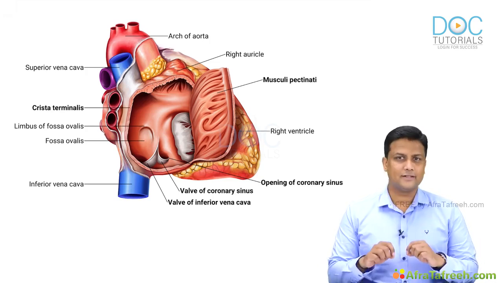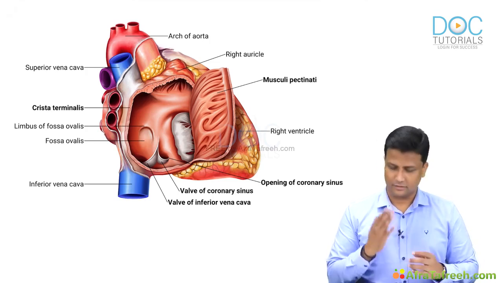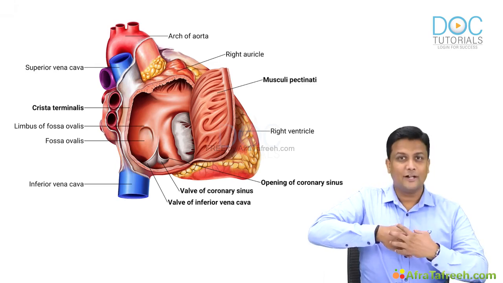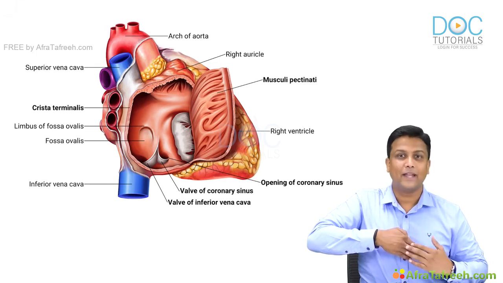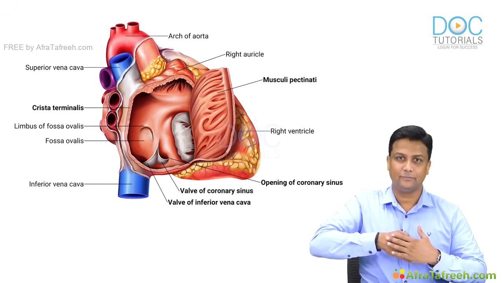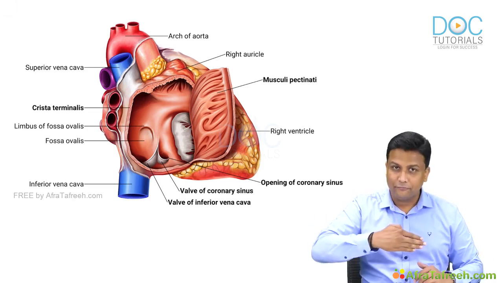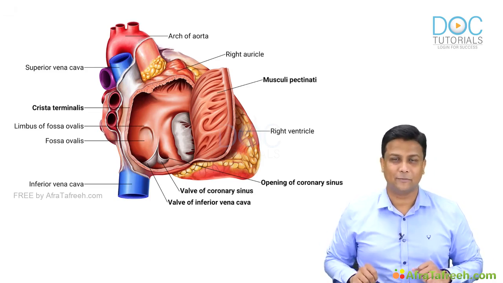Now try to understand, in our previous video I told you about the external features of the heart. Our heart is like a fallen cone. I told you that on the anterior surface, in the front, you will be able to find the right atrium and the right ventricle. Now what we are doing is cutting the anterior wall of the right atrium and reflecting it. We are going to open the right atrium.